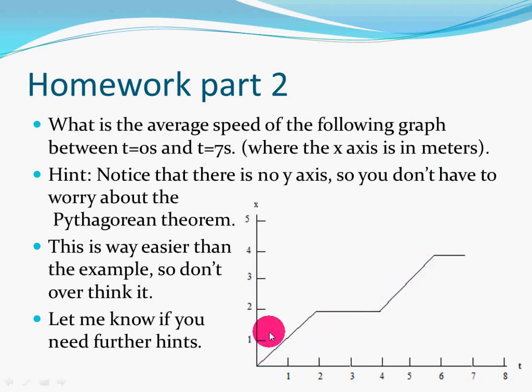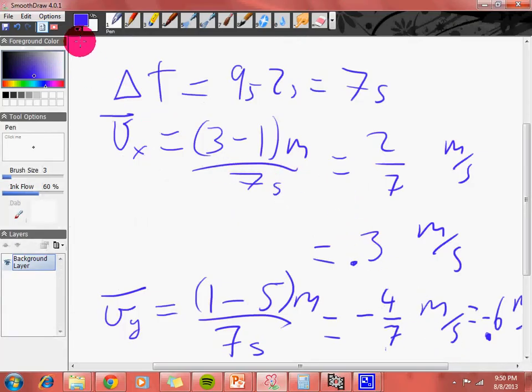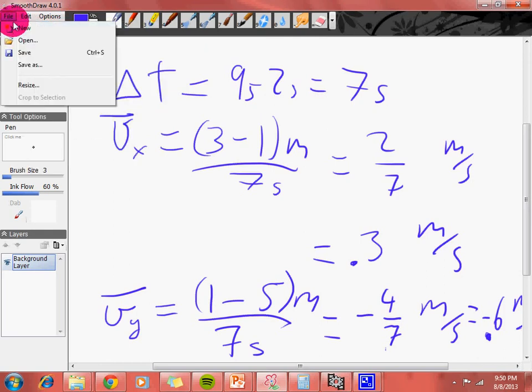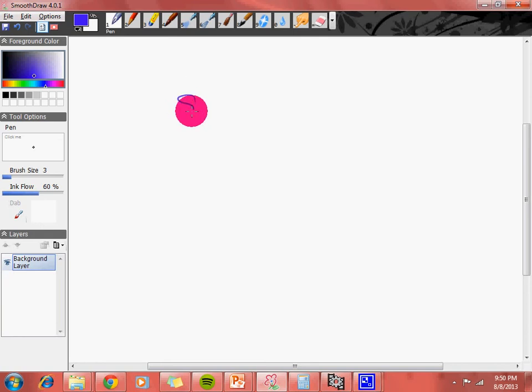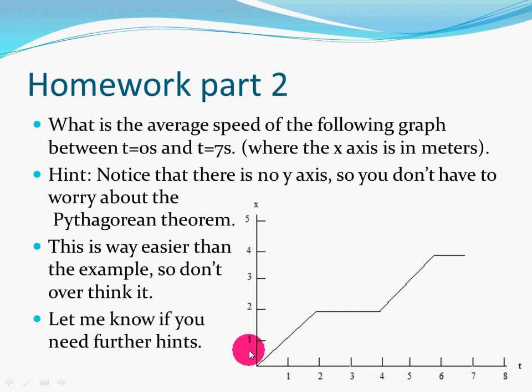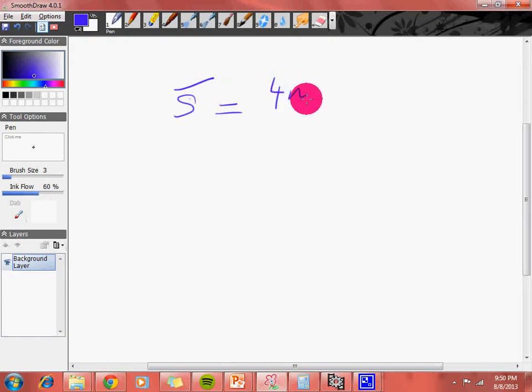So we have traveled a total distance of 4. And we have gone 7 seconds. So the average, and you will not believe how easy this problem really is. It was asking for average speed, right? The average speed, S average, that's how you indicate average, is distance, which is we have gone 4 meters, over 7 seconds. It is 0.6 meters per second.